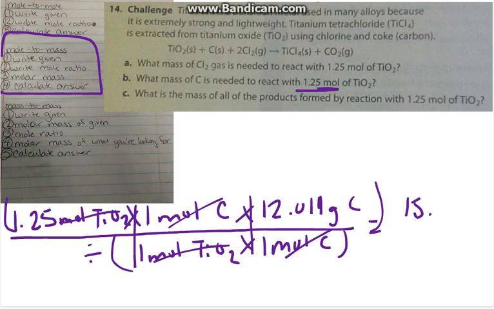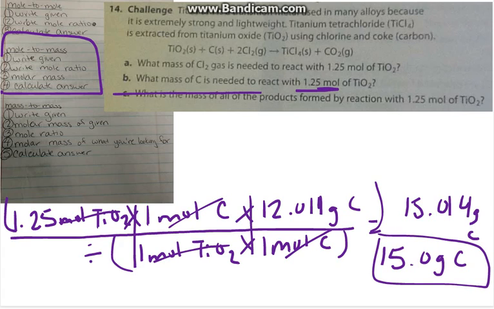Step 4 says to calculate my answer. Multiply everything on top, divide by everything on bottom, multiply together, and you should get 15.014 grams of carbon. Checking sig figs, I only need 3 of them, so it's 15.0 grams of carbon. Don't worry about doing C.